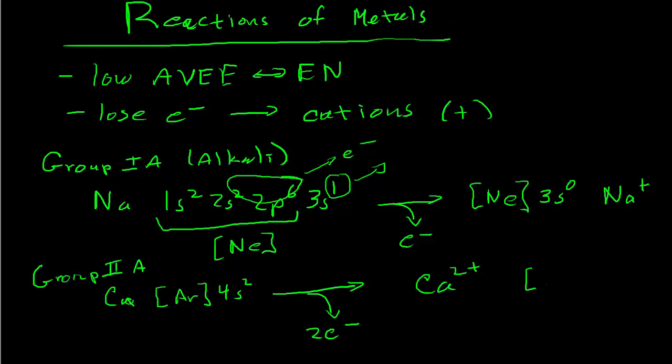And then it will have the same electron configuration as argon, 4s0, because we've taken those 2 electrons out of the 4s orbital. So group 2A metals tend to form +2 charged cations. Why not +1? Well, they could form a +1, but you can get to this stable noble gas configuration by losing 2 electrons. And we've learned that atoms will tend to gain or lose electrons to adopt the electron configuration of the nearest noble gas.